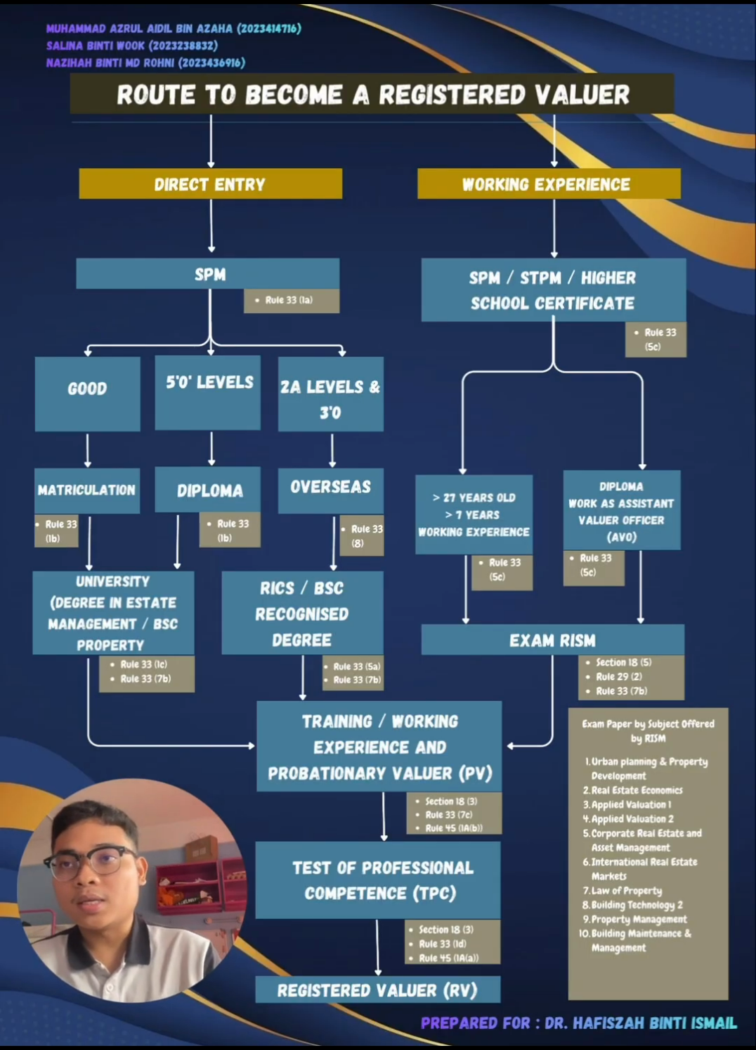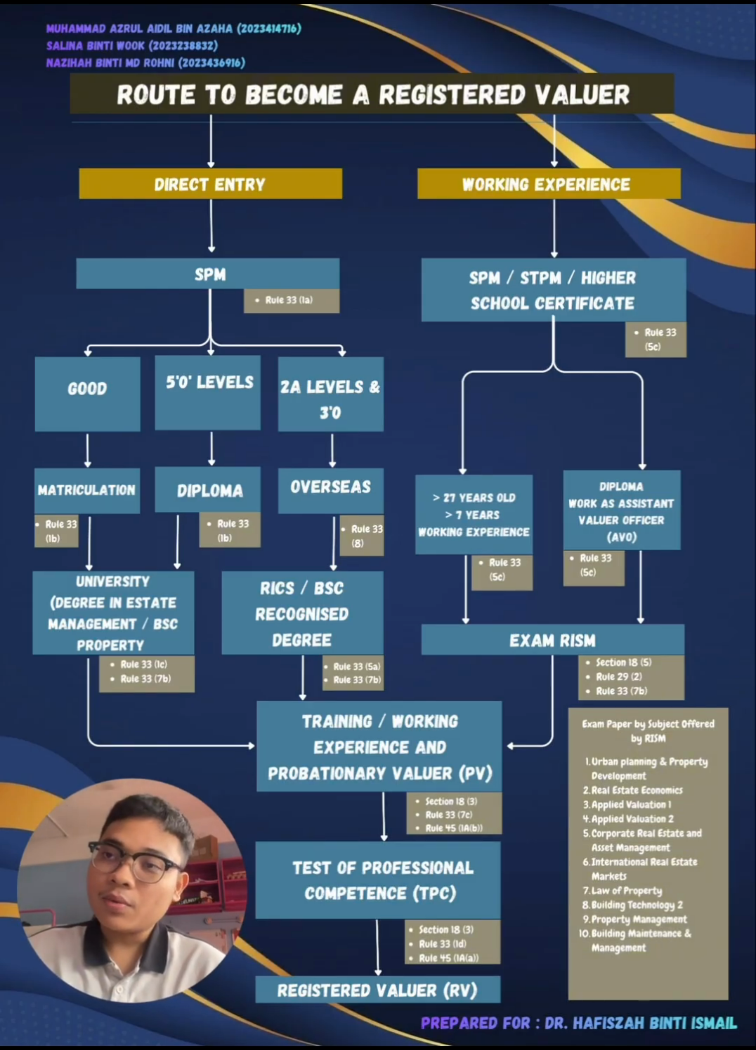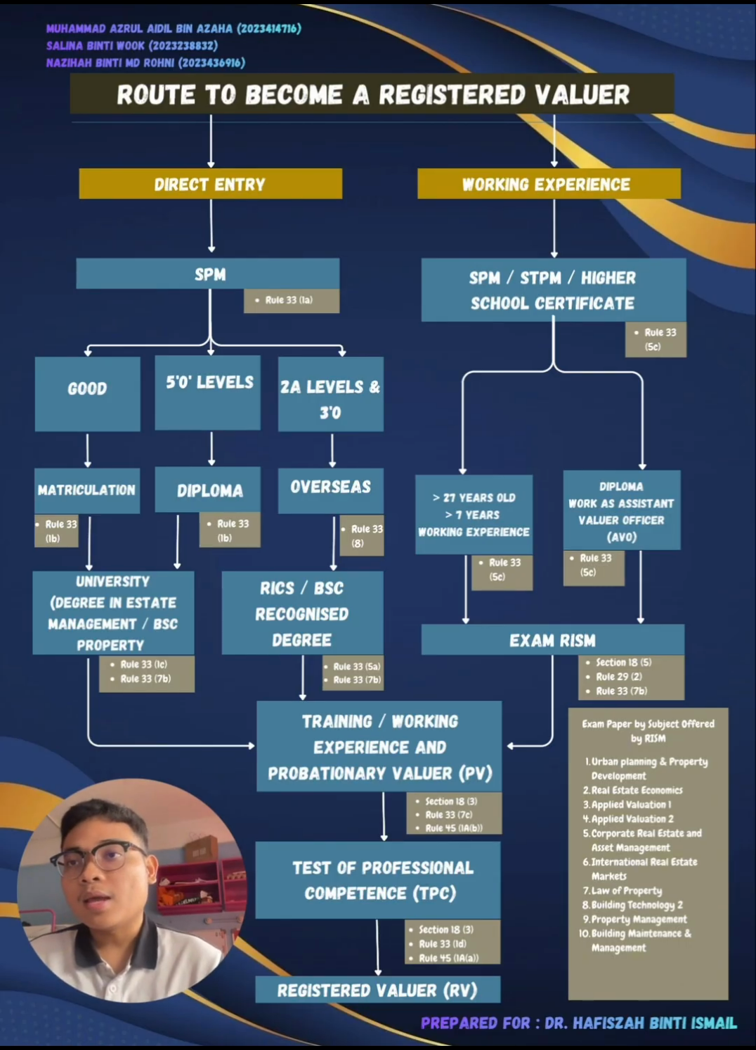The next one is 2 years of training or practical experience. As a PV, they will undergo 2 years of practical training, working under the guidance of an experienced registered valuer. During this time, they will learn to value properties like houses, offices and land, and they need to keep a logbook, work diary and so on.